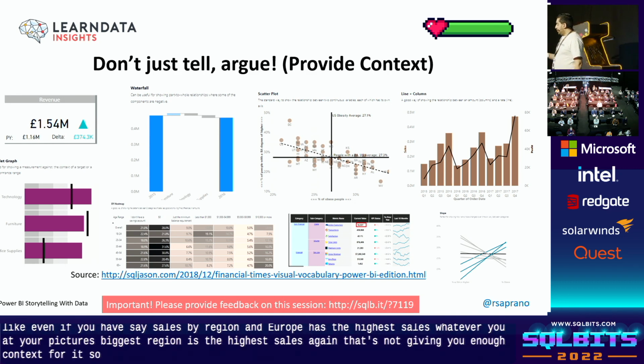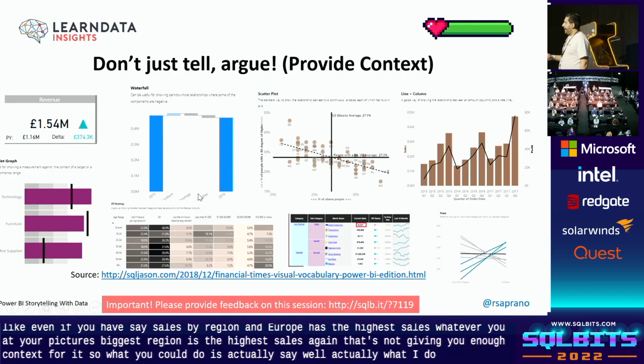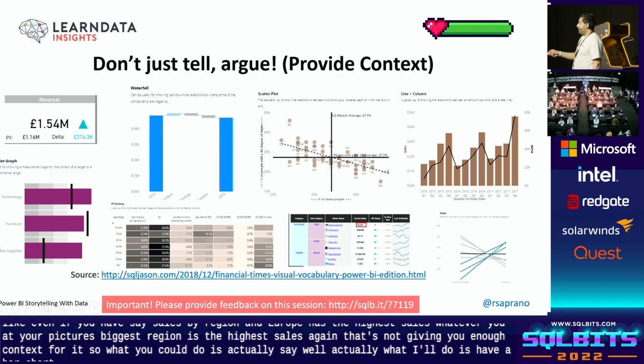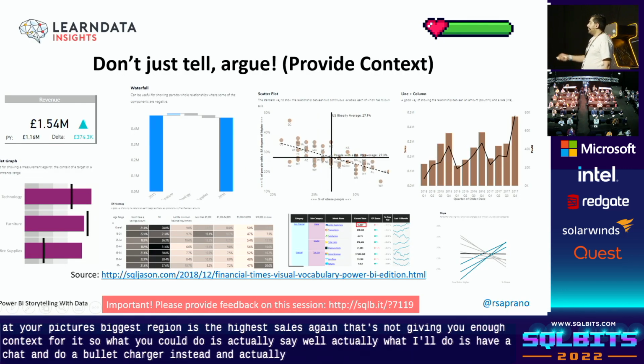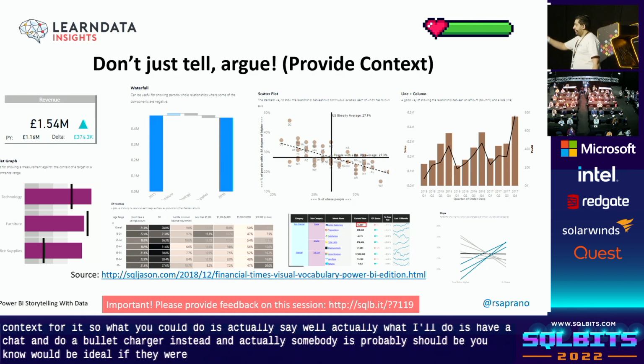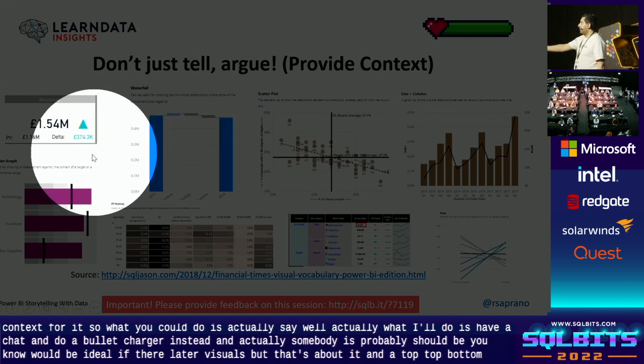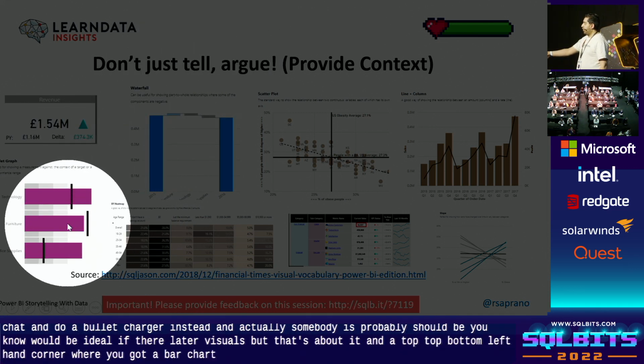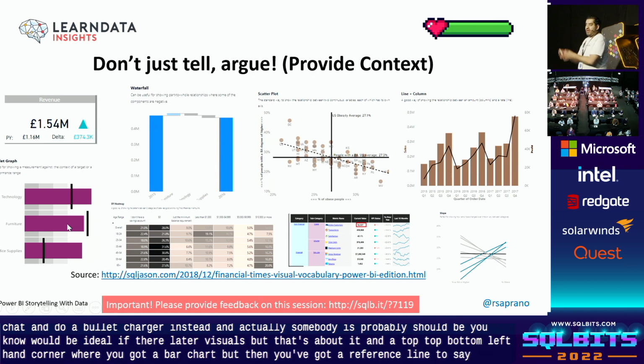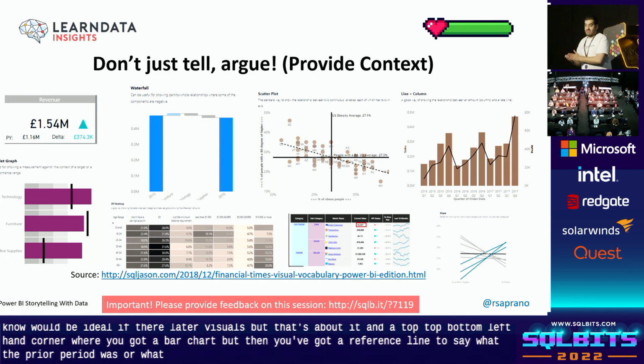So what you could do is say, well, what I'll do is add a bar chart and do a bullet chart instead. And some of these probably should be, it would be ideal if they were native visuals, but that's a bullet chart in the bottom left-hand corner, where you've got a bar chart, but then you've got a reference line to say what the prior period was or what the target was, or something like that.